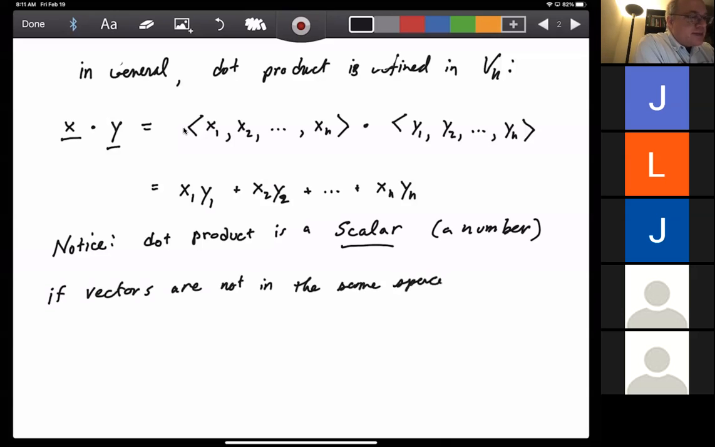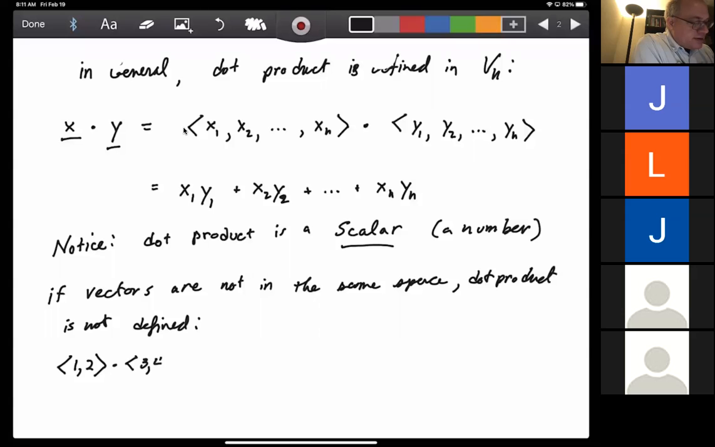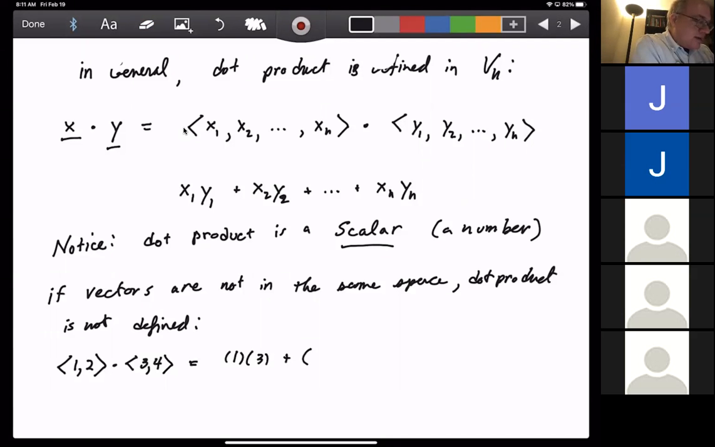If the vectors are not in the same space, if they don't have the same number of components, then the dot product is not defined. Okay, so some specific examples. Here's the dot product of two vectors in two-dimensional space. First components are 1 and 3. Second components are 2 and 4. We do the multiplications and we get a result.